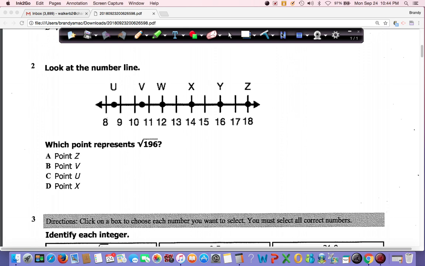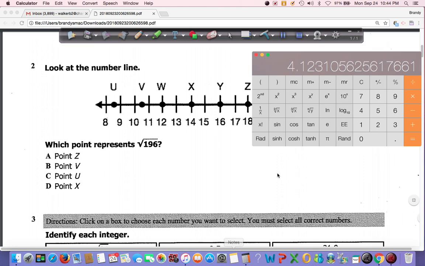Okay, number 2. Look at the number line. Which point represents the square root of 196? The first thing you want to do in this problem is figure out what is the square root of 196. Bring up our handy-dandy calculator, and you type in the number first, and then you hit your square root button.